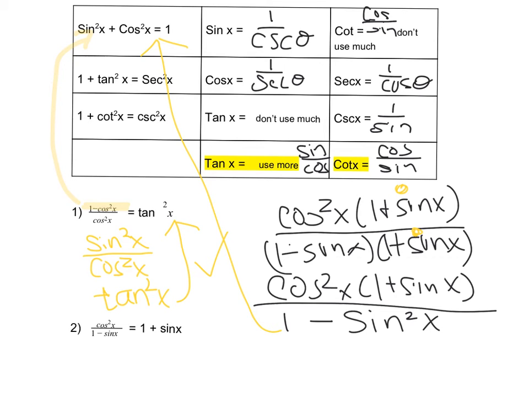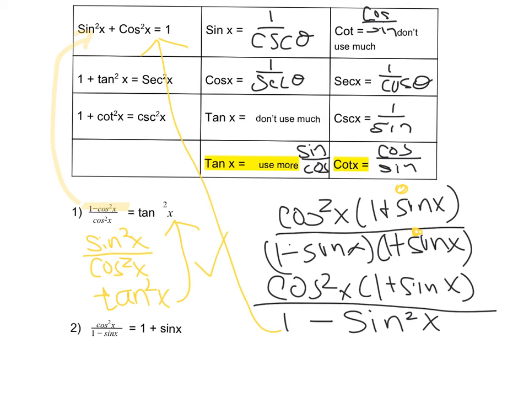So if I look at this, and I take the sine squared x and subtract it over to this side, I'd have 1 minus sine squared x, which is going to give me cosine squared x. So that is what I'm going to use now.